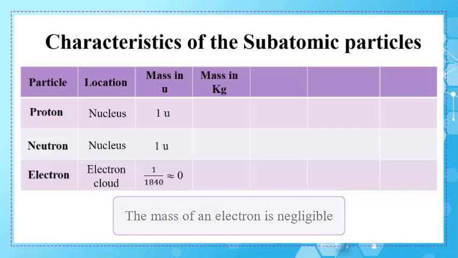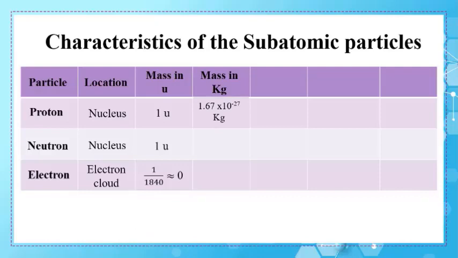The mass of a proton is equivalent to 1.67 times 10 to the power minus 27 kilograms. The same as that for a neutron, while the mass of an electron is 9.11 times 10 to the power minus 31 kilograms. These masses are very small because we are dealing with tiny particles that makes no sense if we measure their masses in a gram or in kilogram.